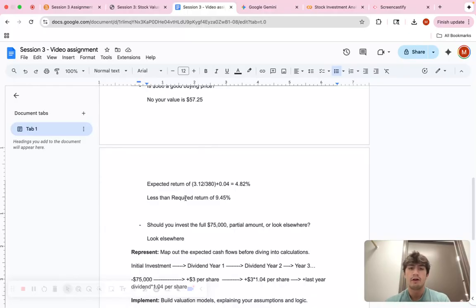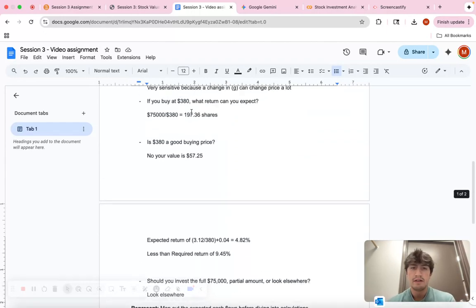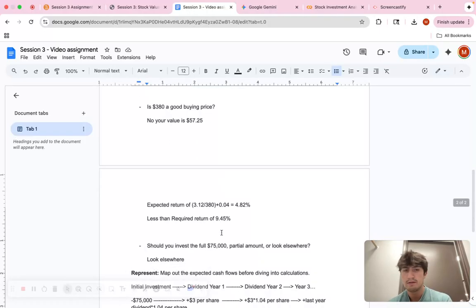And then also our expected return is way less than our required return. So we're expected to get 4.82% return, and then the required rate is 9.45. So basically, to do this math, you would just do the 75K times 4.82.